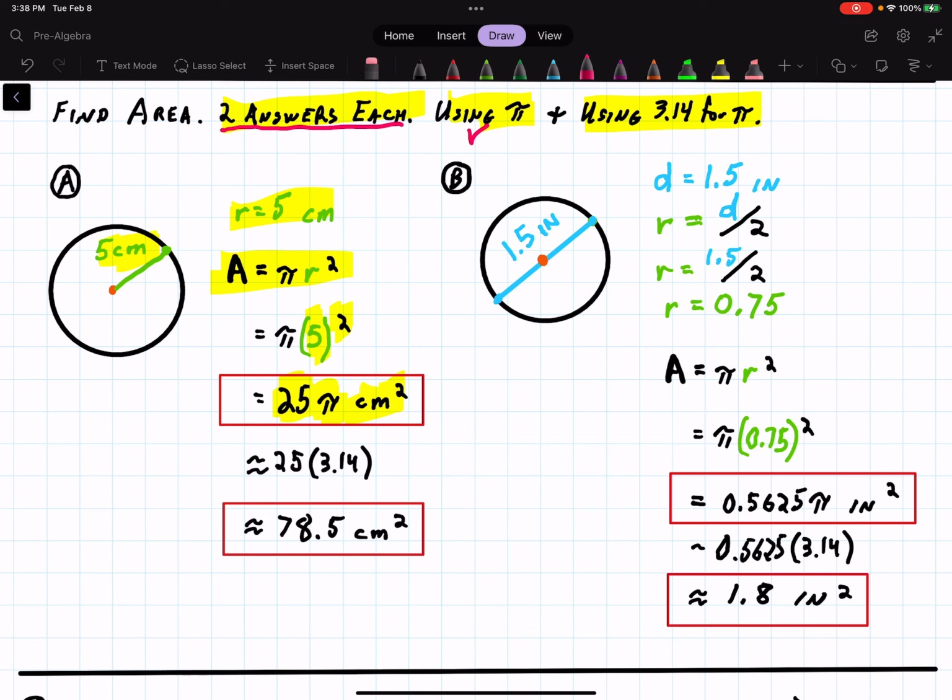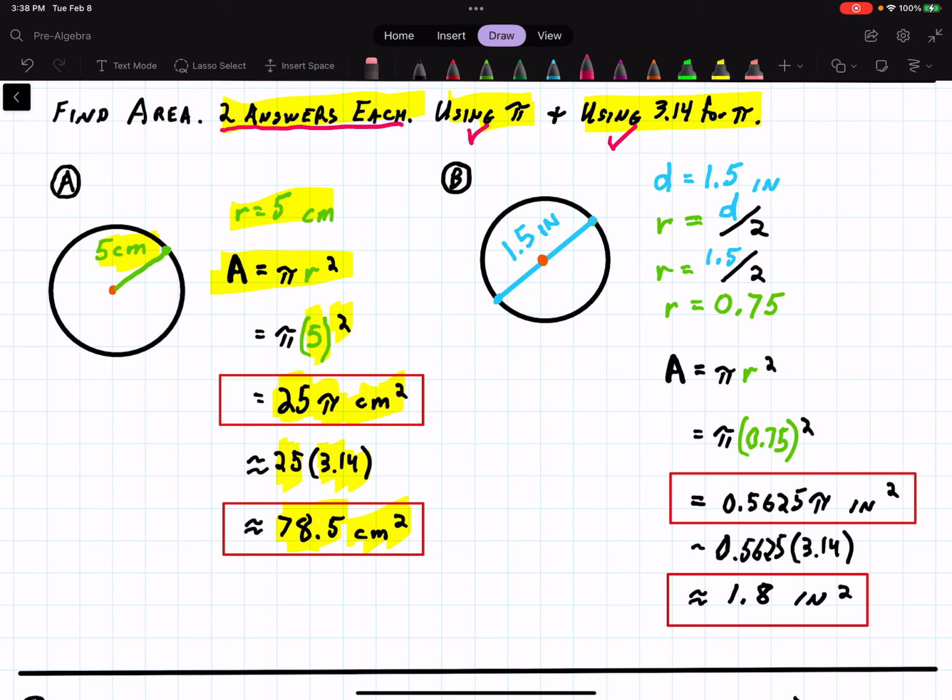To do that, all you do is take that first answer and replace the pi with 3.14, and you multiply that out, and you approximately get 78.5 centimeters squared. So there's our second answer.